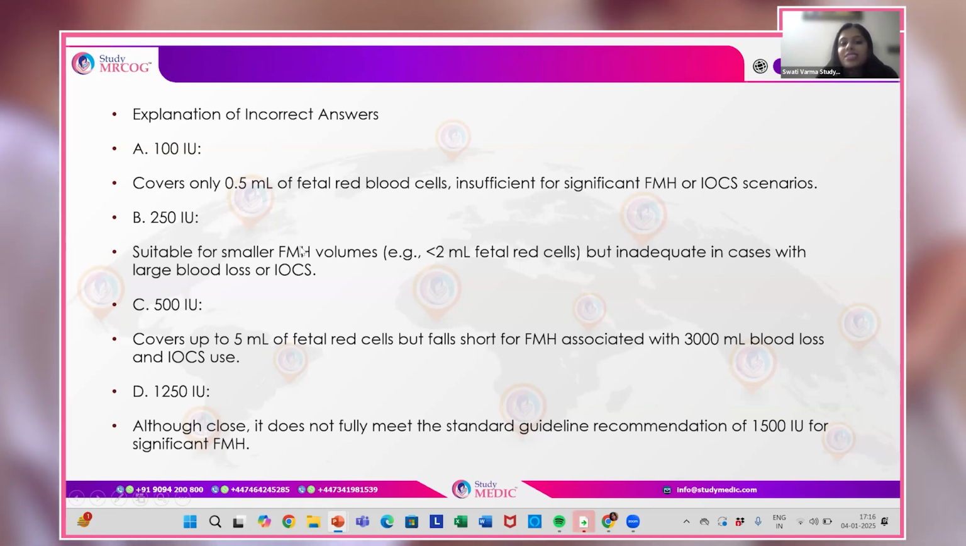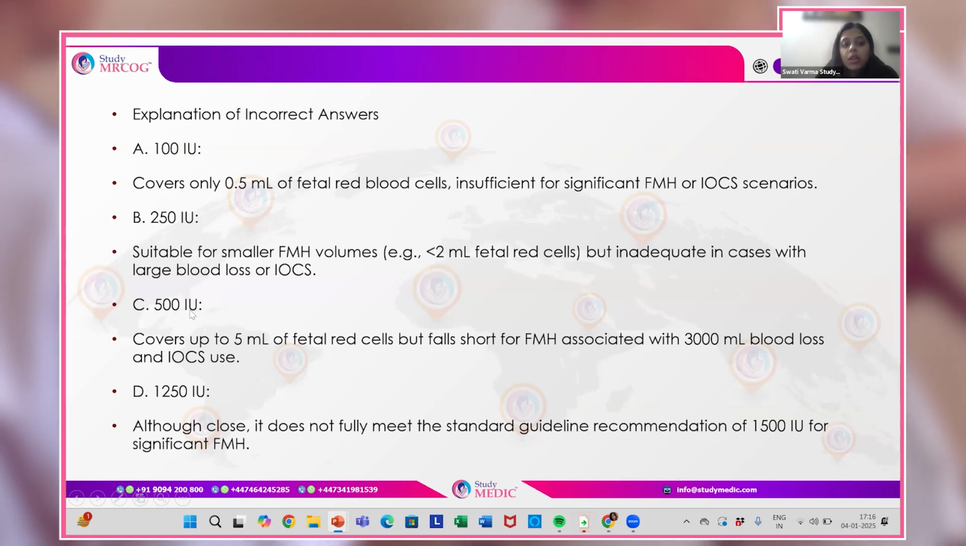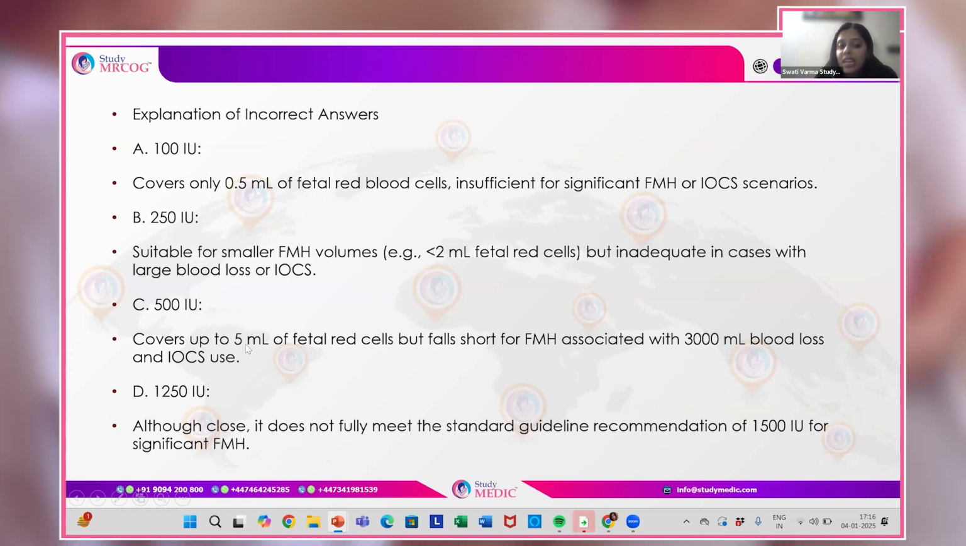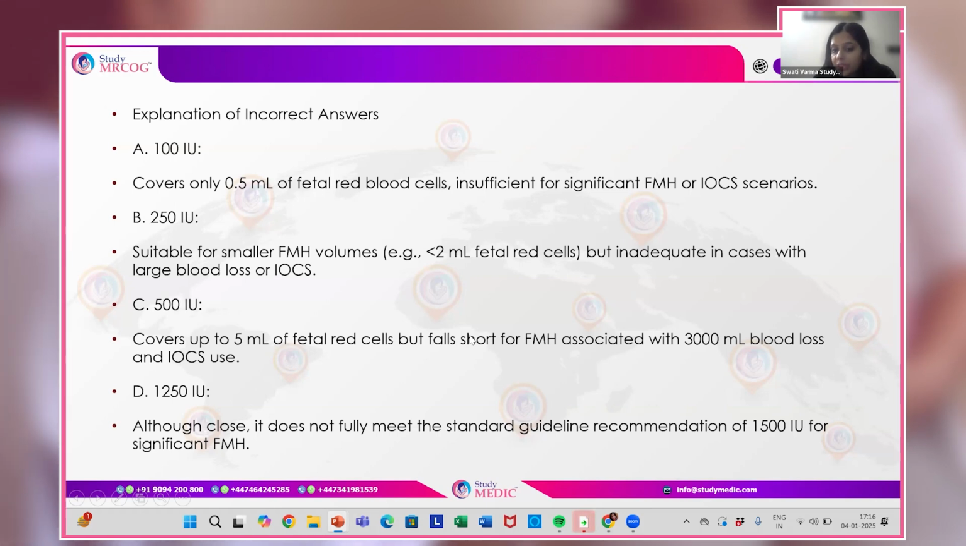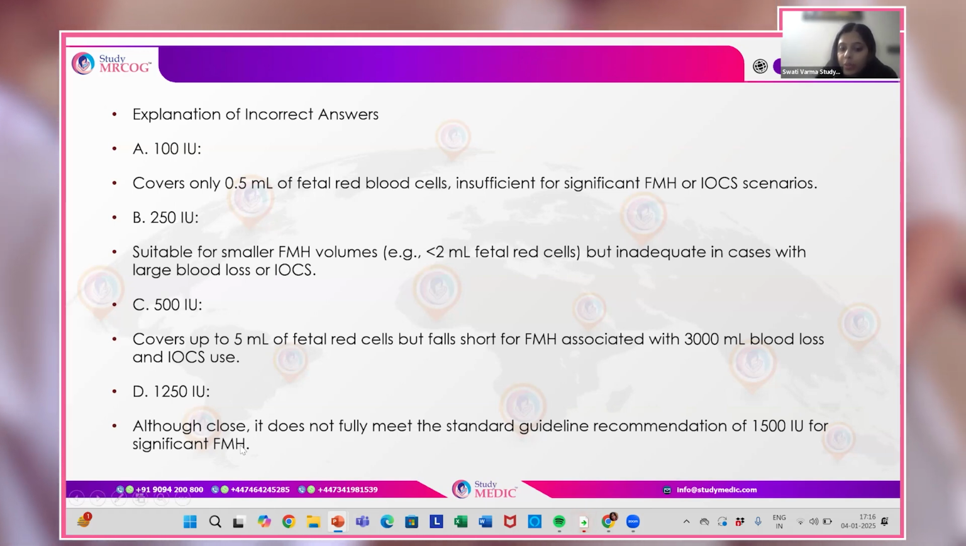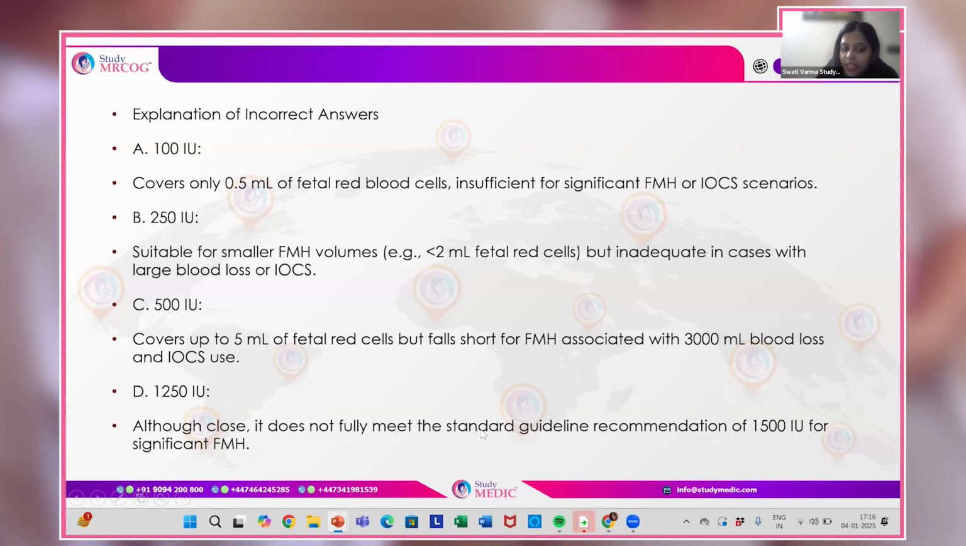250 international units again will be suitable for smaller FMH volumes. 500 international units will again cover only up to 5 ml of fetal red cells. So it will fall short. Now 1250, although it will be close, will not fully meet the standard guideline recommendation.